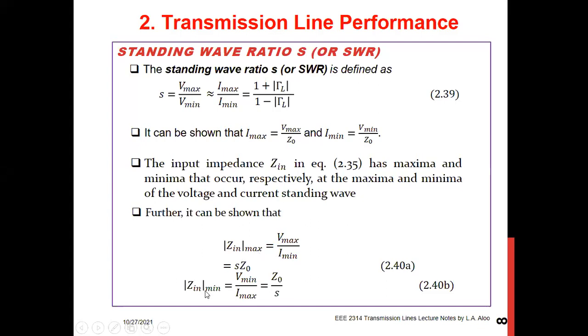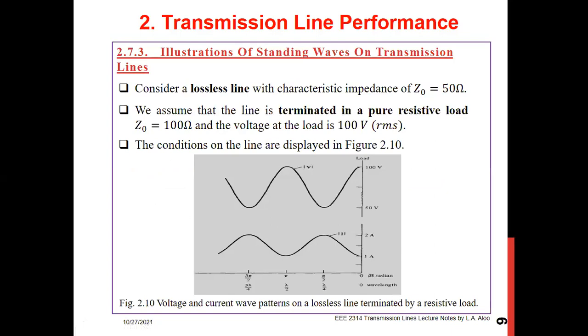And Z in minimum now will be the smallest value in the numerator, which will be V minimum. We divide by the largest value in the denominator, which should be I max. And that one will be equivalent to Z naught over S. So we can get Z in maximum using this equation or this, and Z in minimum using this or that. Okay, and those relationships can also be proven.